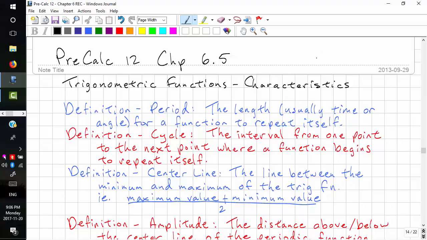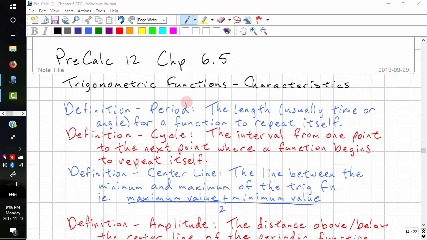This is PreCalculus 12, Chapter 6.5. We're going to be looking at the characteristics of trigonometric functions. We've already learned scaling, horizontal and vertical, translating, horizontal and vertical. But now we have to learn some new terminology because trigonometric functions are used in physics, engineering, electronics, signal processing, lots of different applications, and they have different terminology.